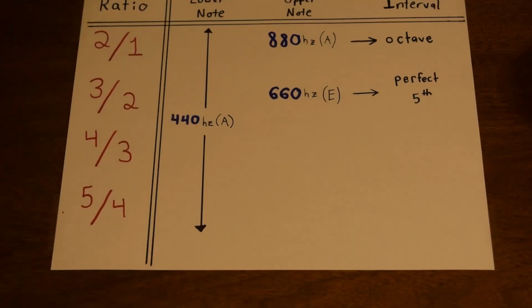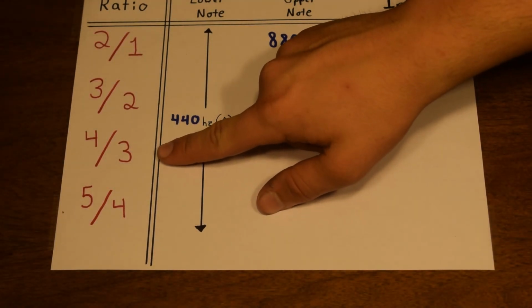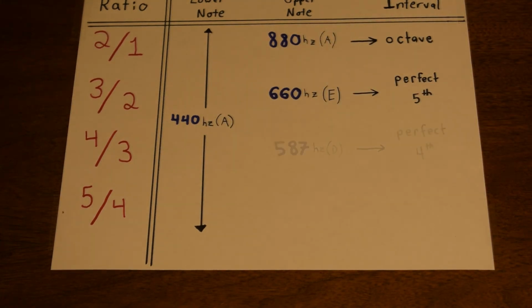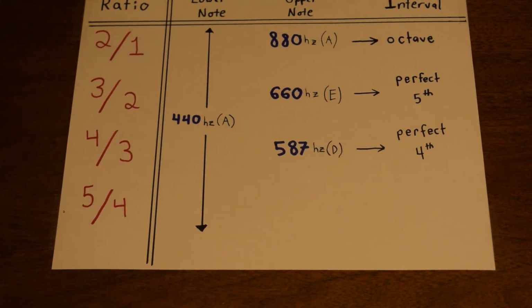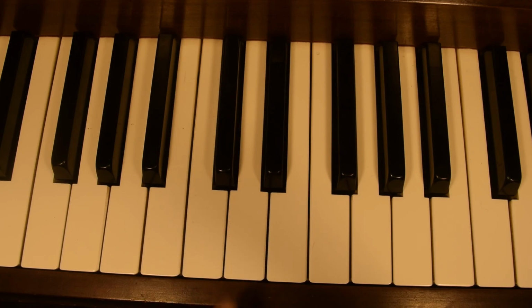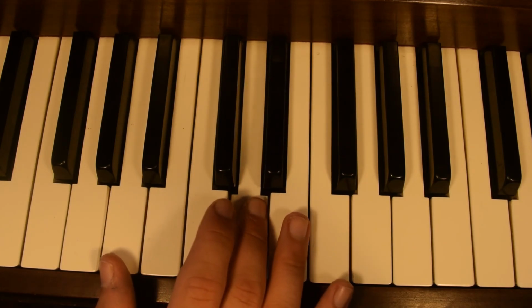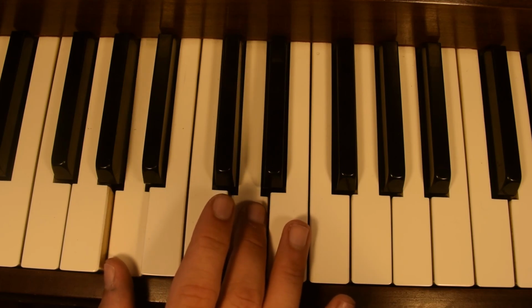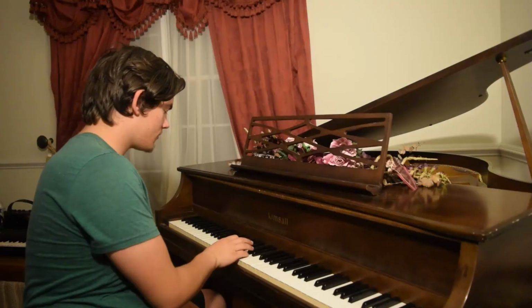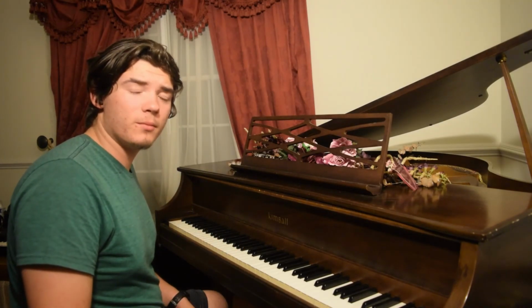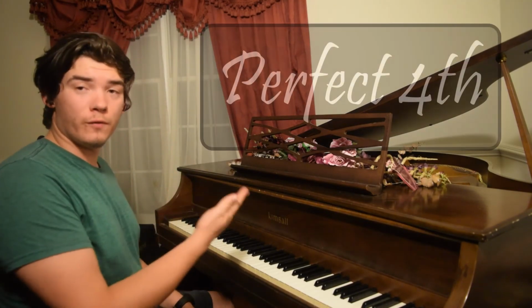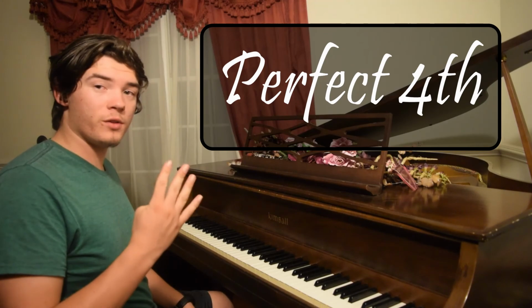Moving on, we find that the next ratio is 4:3. This gives us a frequency of 587 Hz, which is the note D. Let's listen to that one. Also really nice sounding. This interval is called the perfect fourth, because the upper note is the 4th note of the scale.